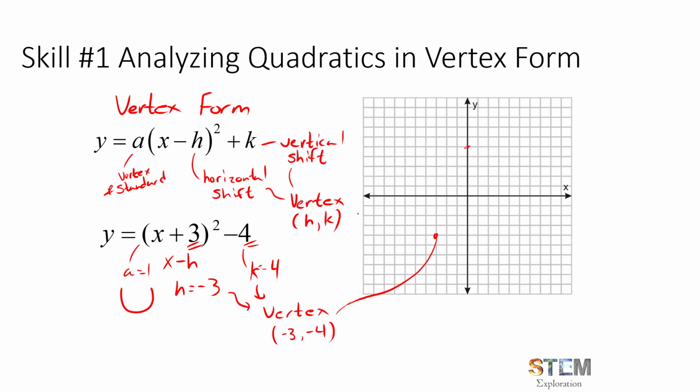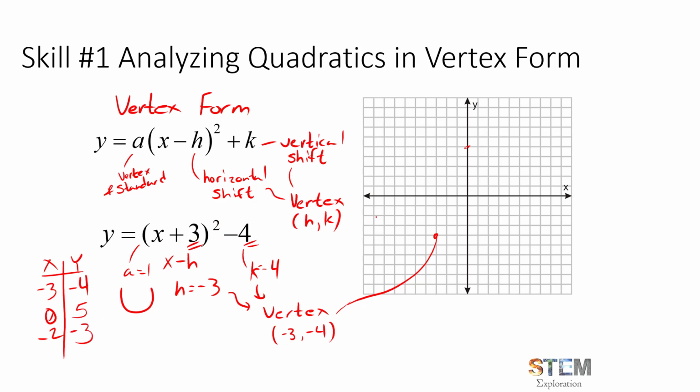I can very quickly plot this out and draw it. Maybe I should make a t-table here. With x and y, if x is equal to negative 3, that cancels this out, which either minimizes or maximizes this point, just like we talked about with absolute value equations, and then y is equal to negative 4. If I plug 0 in for x, you get 9 minus 4, which is 5. If I plug negative 2 in for x, that'll be negative 2 plus 3, which is 1. 1 squared is 1, and 1 minus 4 is negative 3.